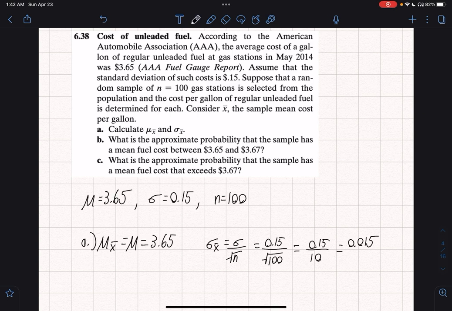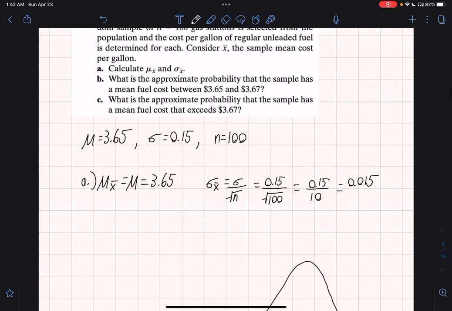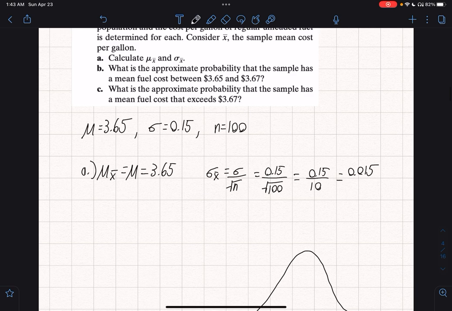Okay, so we now have our mu of x bar and sigma of x bar. Now we're capable of performing z-score transformations. So what is the approximate probability that the sample has a mean fuel cost between 3.65 and 3.67? So part B. So the probability that we are between 3.65 and x bar and 3.67.